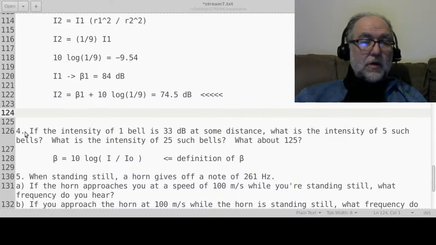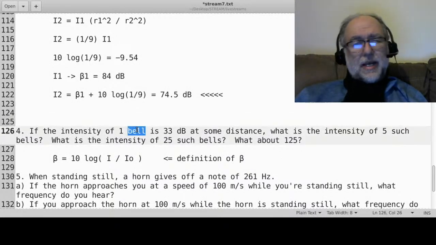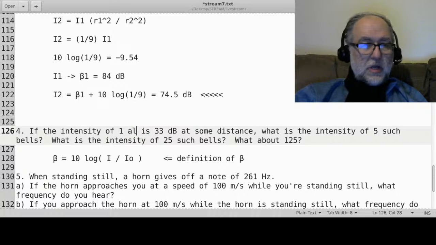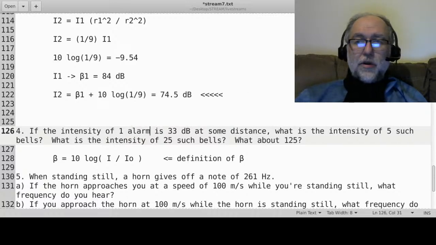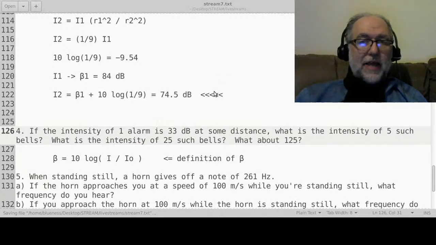Okay, so here's a new question now. If the intensity of one bell, or actually let me call it an alarm, because decibels, bells, it gets confusing. Let's just call it an alarm, or a horn, or some sound making machine. If the intensity of one alarm is 33 decibels at some distance, the distance doesn't matter, but we're at some distance and we're going to stay at that distance. So one alarm has 33 decibels intensity.